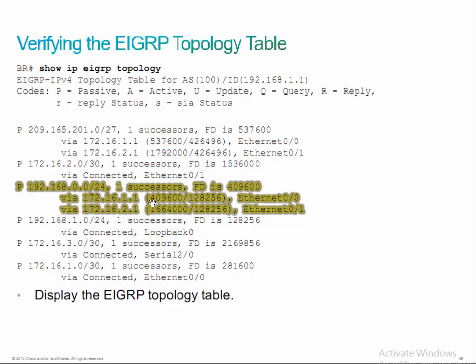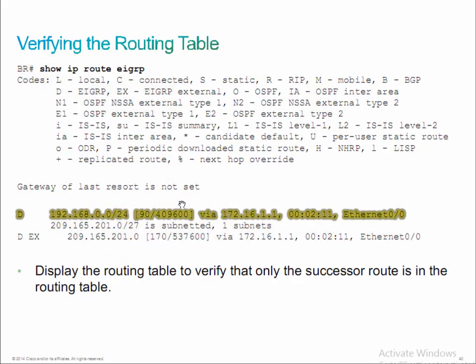All right, and we can also tell that this is clearly going to be the best path. It has the lowest feasible distance. This is the next best path that meets the feasibility condition because the advertised distance, or reported distance, is less than the feasible distance of the primary path. All right, and we look at the routing table, and sure enough, the 409,600 is the route that's inserted into the routing table because that's the best path.